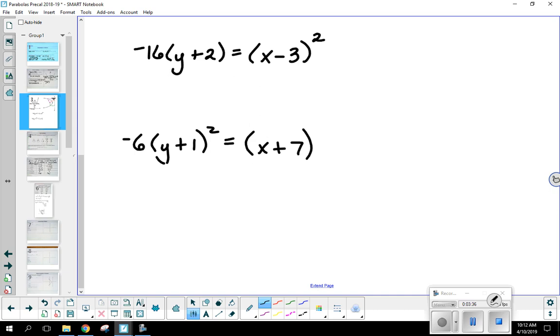I gave you 4 equations and we were talking about them. So let's do the same thing here, kind of a little review. All right. So negative 16 times y plus 2 is equal to x minus 3 squared. So I want to do 3 things here. I want to identify what direction it's opening, what the location of the vertex is, and what the value of p is, the distance from the vertex to the focal point.